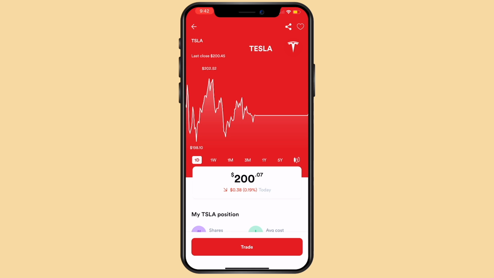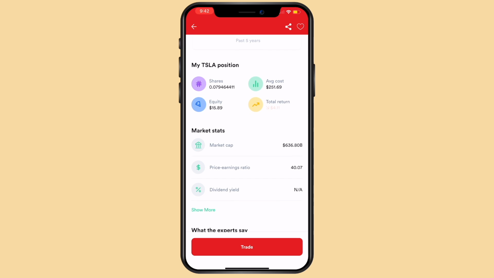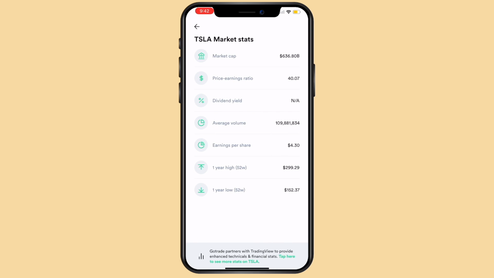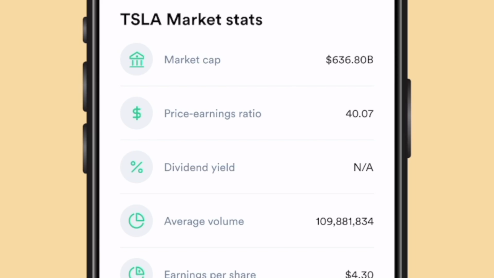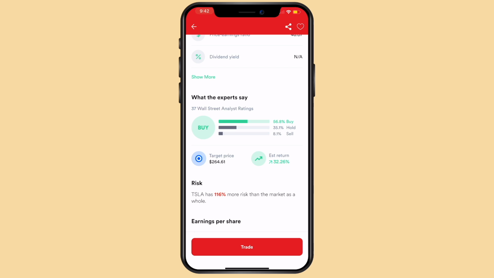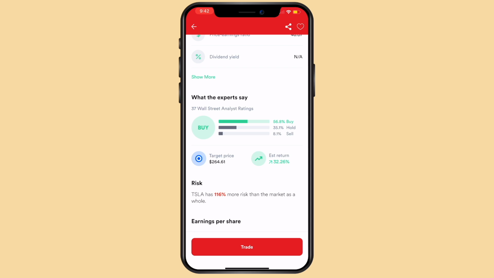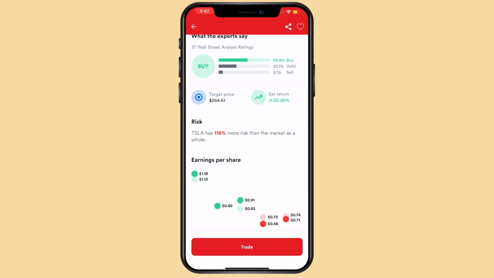Okay, sa Tesla naman tayo. $200.07 per share siya. Bumaba ng 0.19% today. Mataas ang PE ratio niya and wala pang dividend yield. According to the expert analysts, medyo mixed din sila. 56.8% buy, 35.1% hold, and may nagsasabi din na 8.1% to sell. Ang laki din ng risk, guys. 116%.